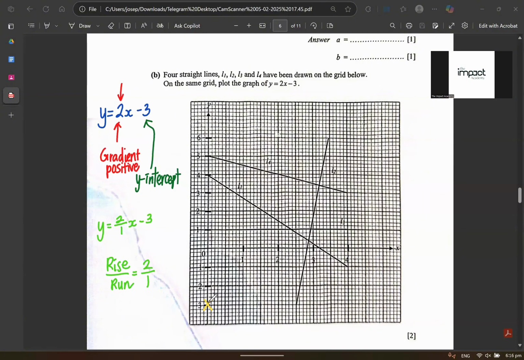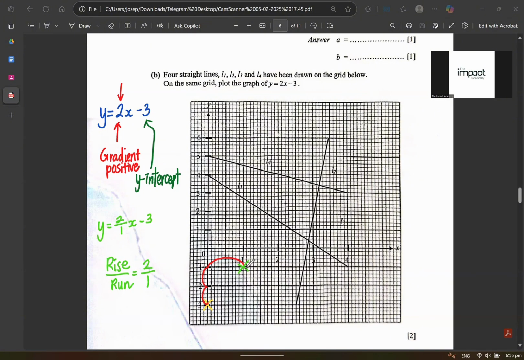Rise 2 times, 1, 2. Run 1 time, 1. You understand? That is the next coordinate. Are you understanding? Teacher, so why do I need this? If you don't have this, how to draw a line? A lot of students tell me, teacher, I don't know where to put my ruler. Should I put my ruler like that, or like that? Because I have no other points to connect, right? That's why we need the gradient.